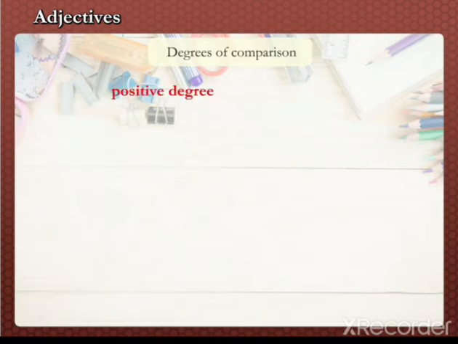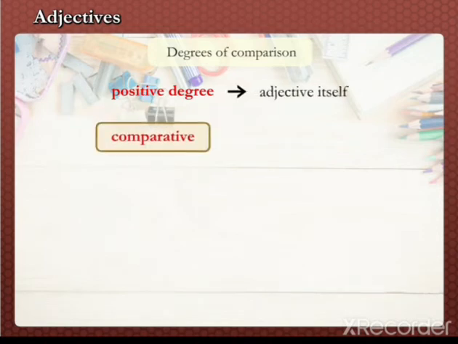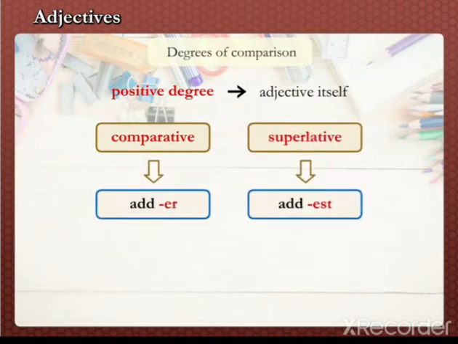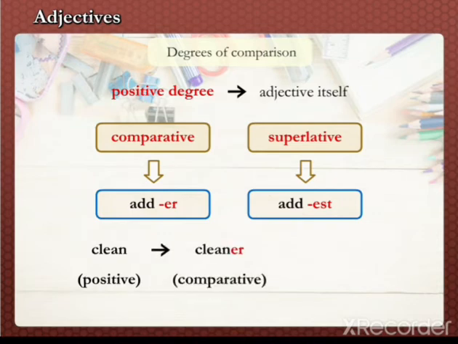The positive degree of the adjective is the adjective itself. The comparative and the superlative degrees are formed by adding ER and EST respectively. For example, the adjective clean is in the positive degree. The comparative degree of clean can be formed by adding ER, cleaner. The superlative degree of clean can be formed by adding EST, cleanest.